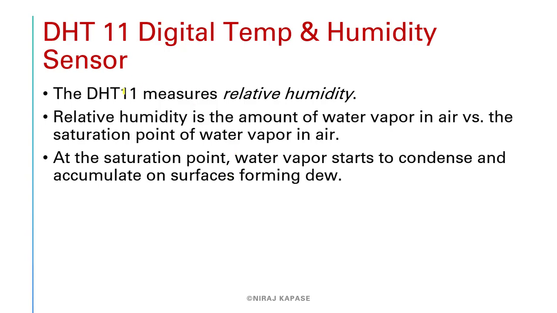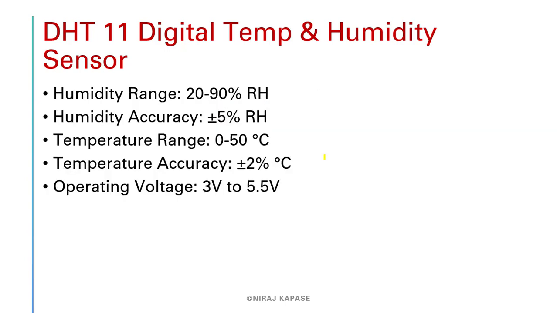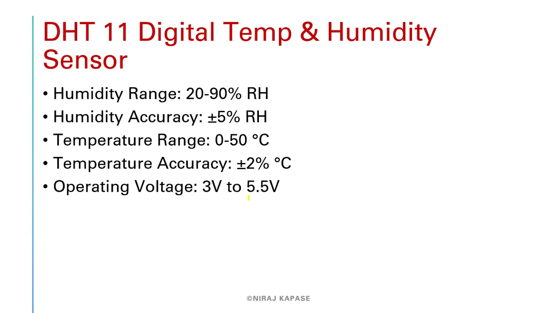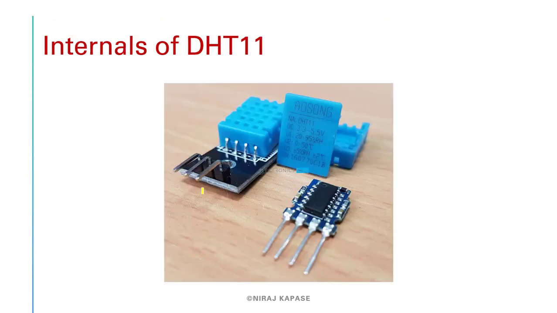Again, the DHT11 measures the relative humidity, which is the amount of water vapor in the air. We have discussed this already. Then this is the range, which we have already discussed. Humidity range is 20 to 90% RH, measured as relative humidity, with plus minus 5% accuracy, and a 0 to 50 degrees centigrade temperature range with plus minus 2% accuracy. It operates with an operating voltage range of 3 volt to 5.5 volt.